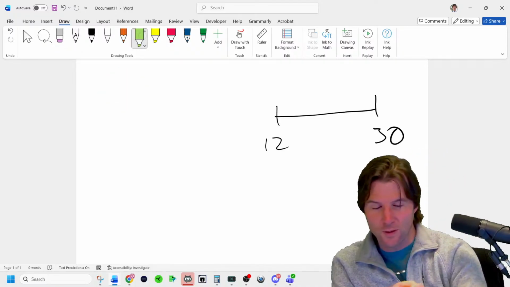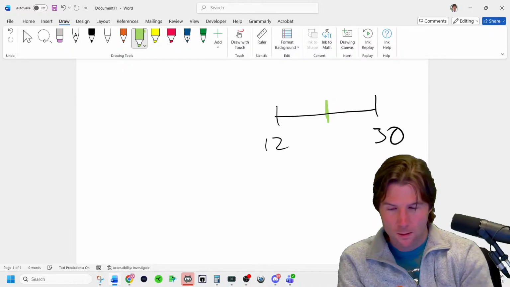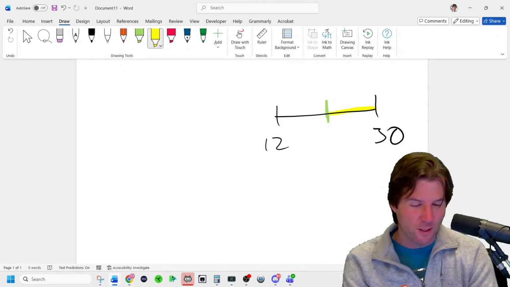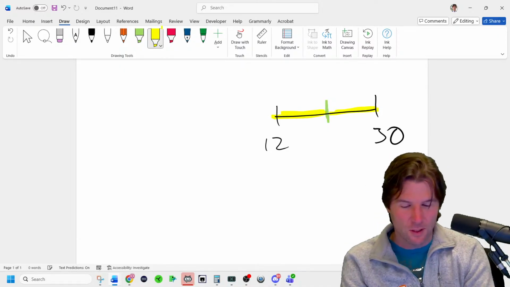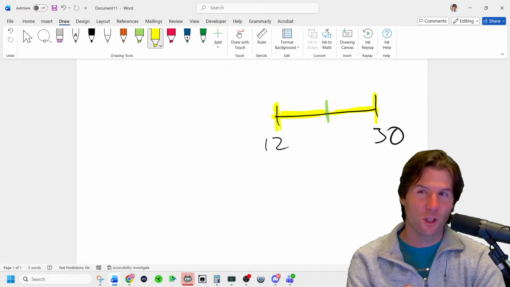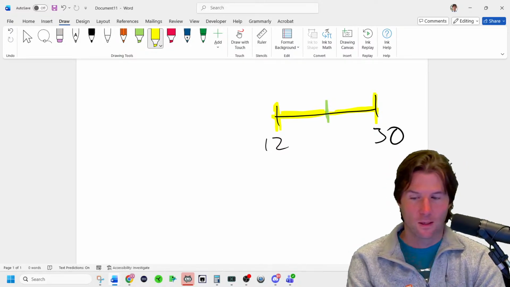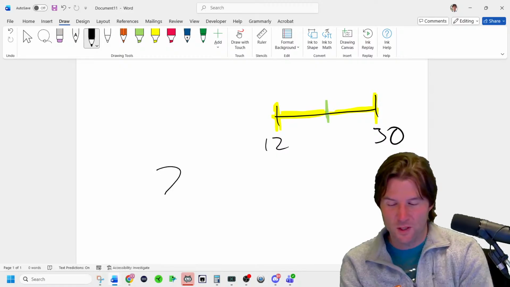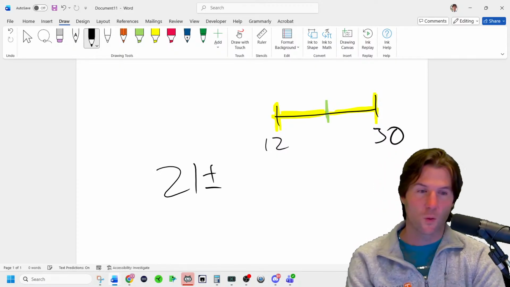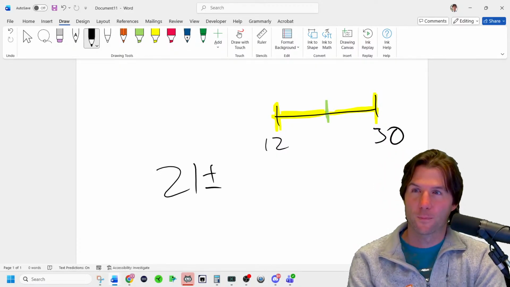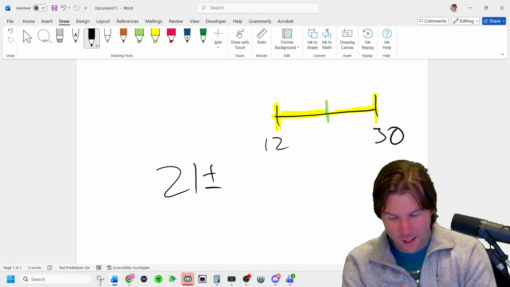I'm going to draw some visuals right here to help out. And I want us to think what the margin of error is. That is the margin of error visually. And the margin of error can always be expressed as a plus or minus. So what is the margin of error here? It's 9. You got it.